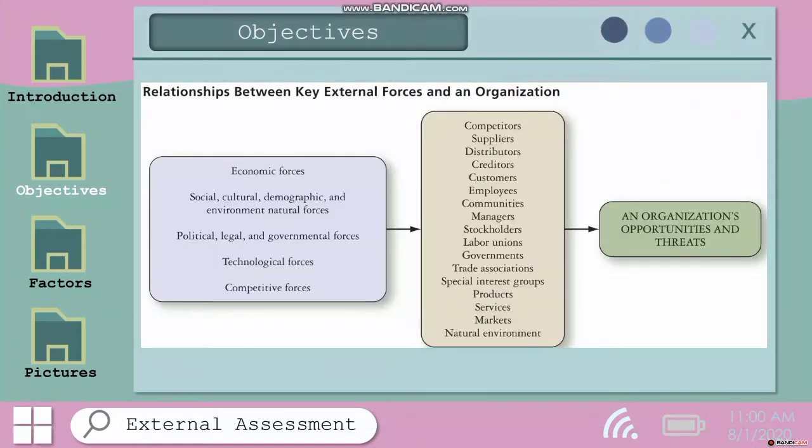So, the relationship between key external forces and an organization may actually affect your competitors, suppliers, creditors, and customers. It affects the types of products, services, and markets of an organization. It also directly affects both suppliers and distributors. Identifying and evaluating external opportunities and threats enables organizations to develop a clear mission, to design strategies to achieve long-term objectives, and to develop policies to achieve annual objectives.